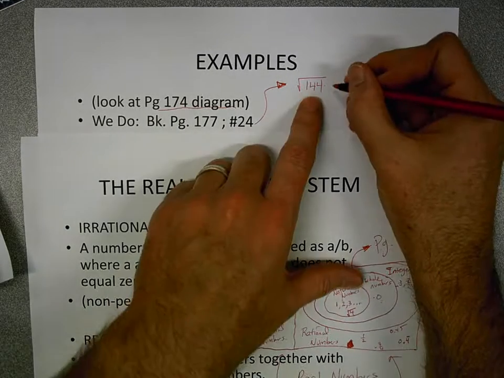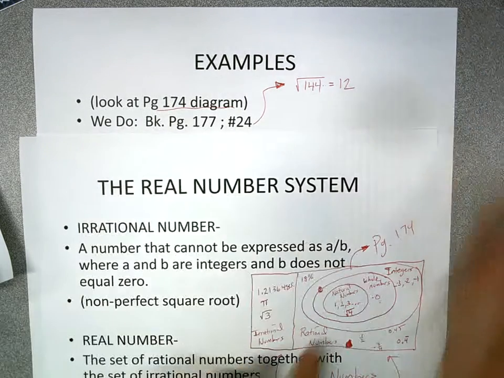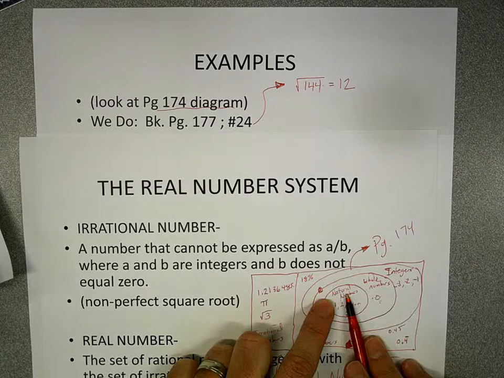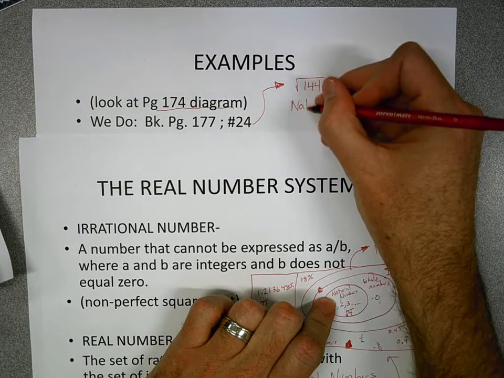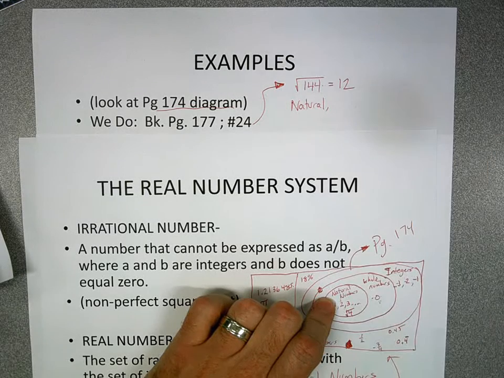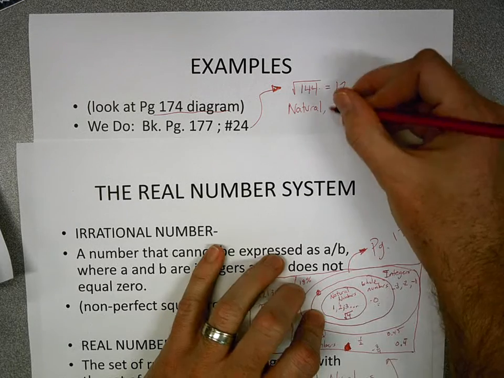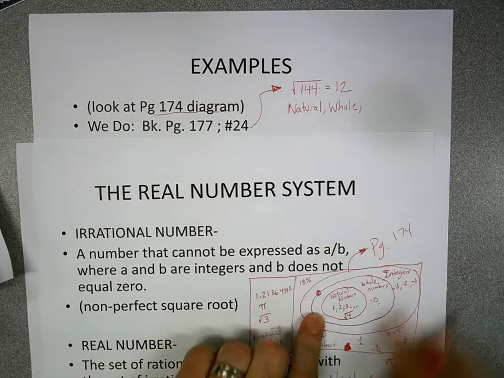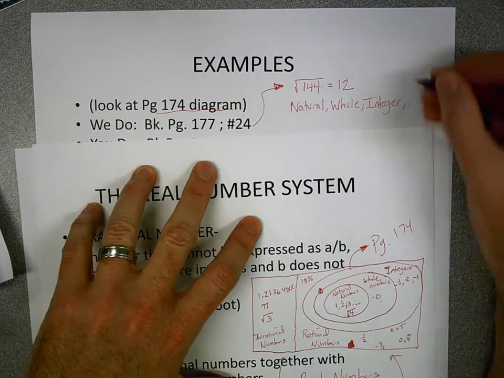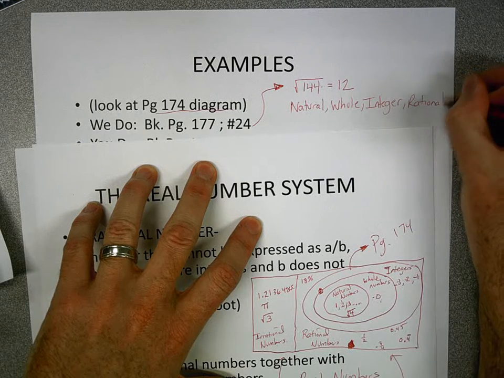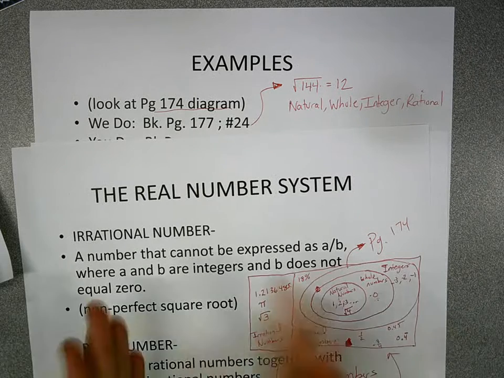Because I know that square root of 144 simplifies to 12. So 12 is a natural number. I'll just put the word natural. I'm okay with that. But listen, ladies and gentlemen, it's not just a natural number because it's right in the center. It's also in the whole number. It's also an integer. And it's also a rational number. It is not an irrational number. Remember, that's why that's a separate box.